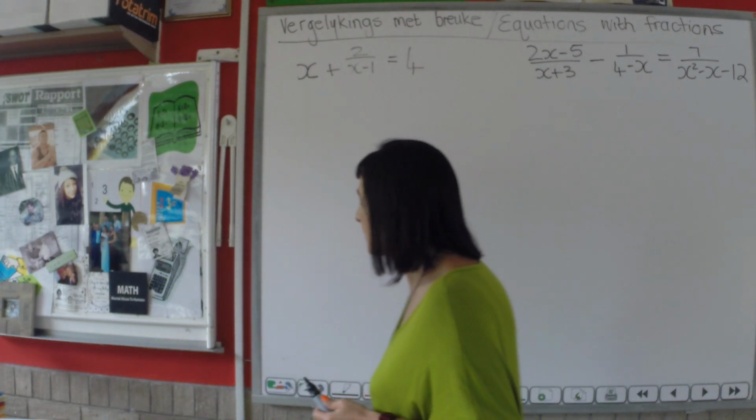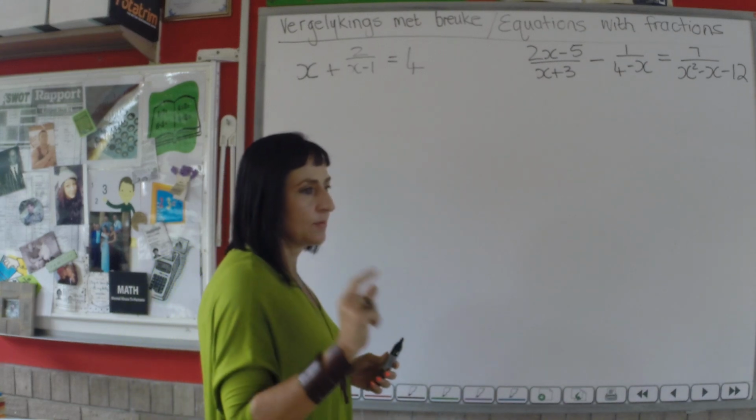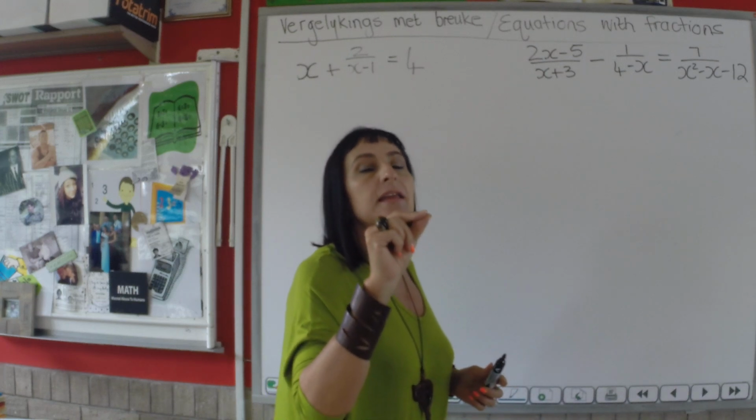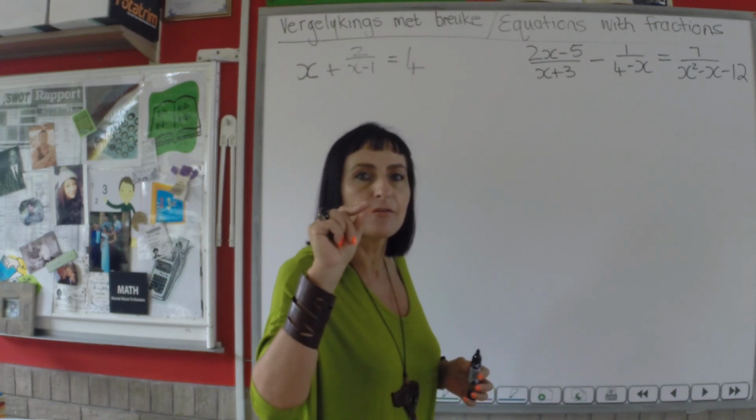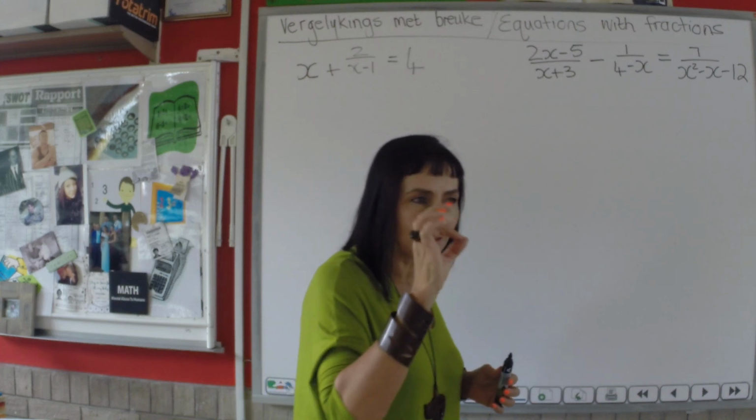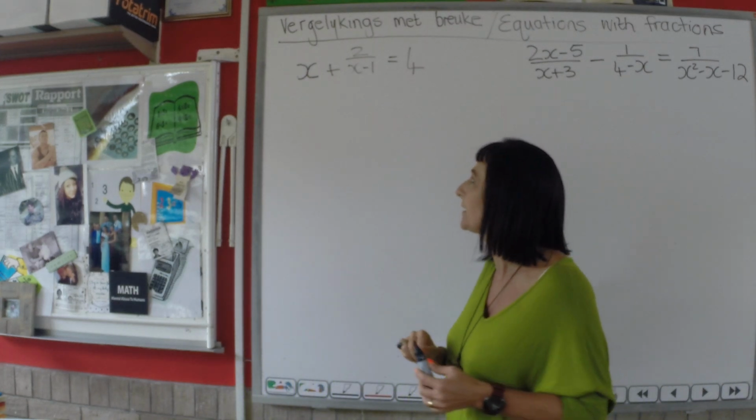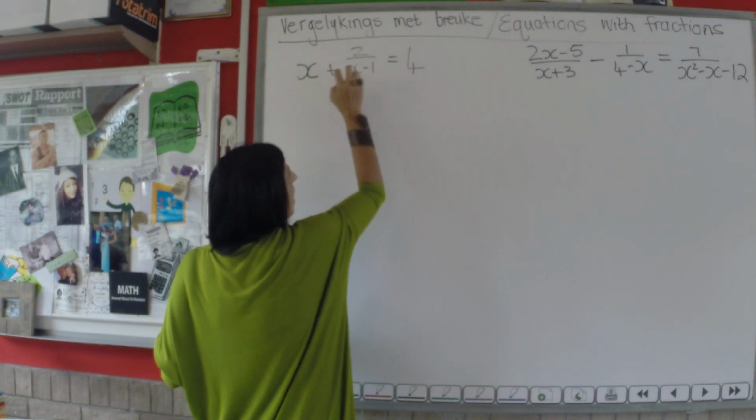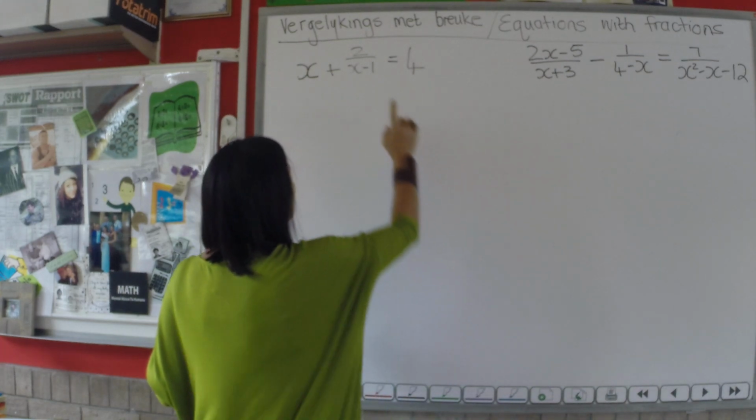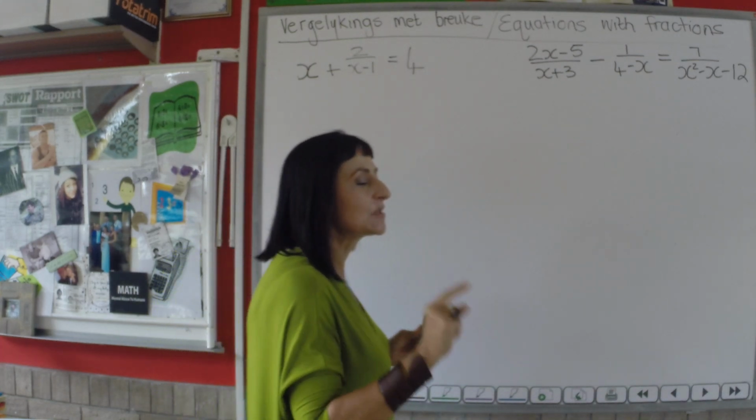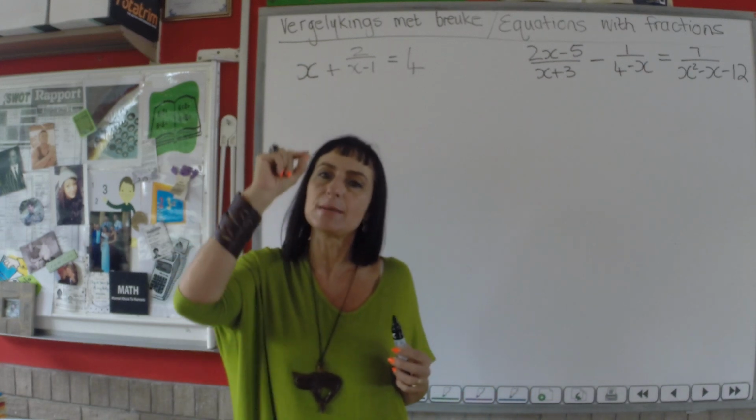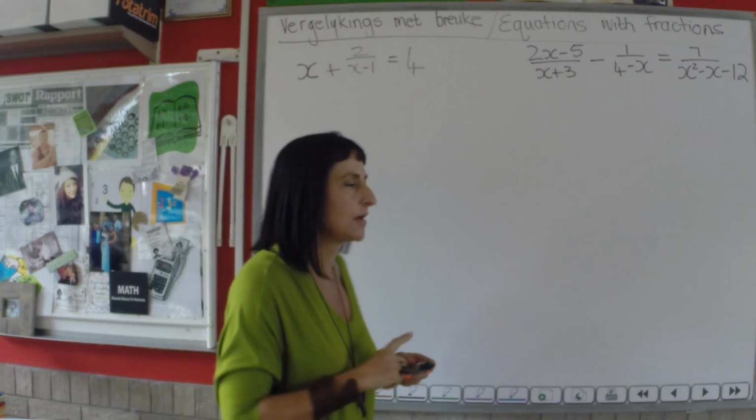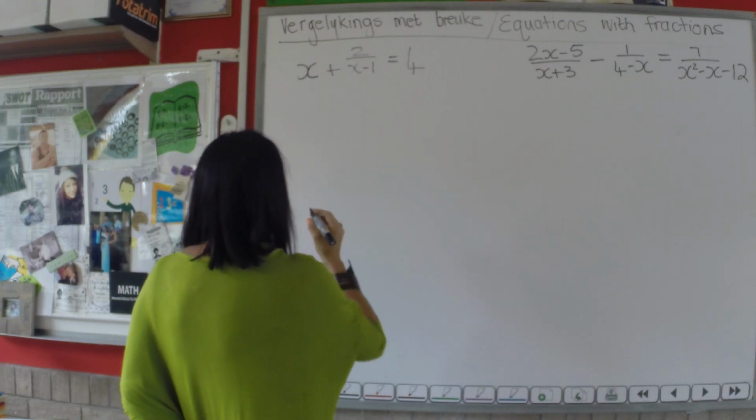So daar's breuke in. En wanneer daar breuke in vergelykings is, moet ek versigtig wees. Because the one thing that fractions can give us is undefined expressions, or undefined fractions. Nou dit beteken, die deler of die noemer van 'n breuk mag nooit 0 wees. And when there is equals to, I must be careful because then I must immediately say what can be an undefined value.